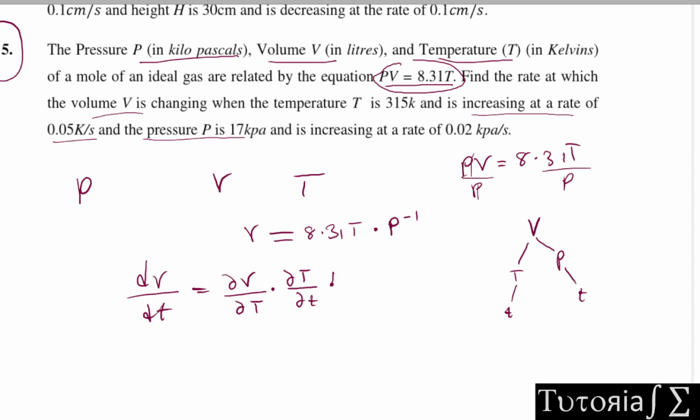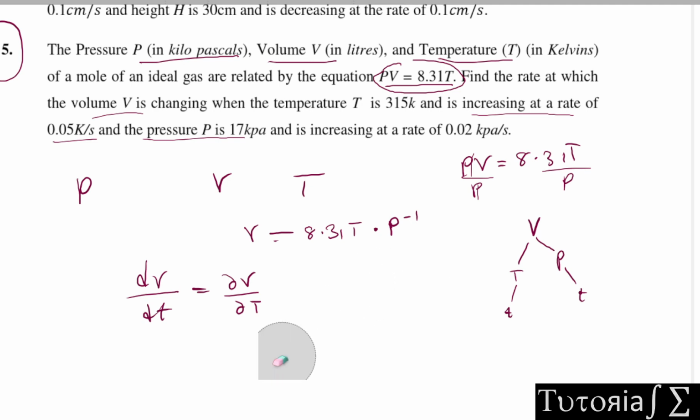Okay, then we say plus V with respect to P with respect to time. So that will be a partial, because there are two variables here again. Then we say times dP. These will be a full variable.